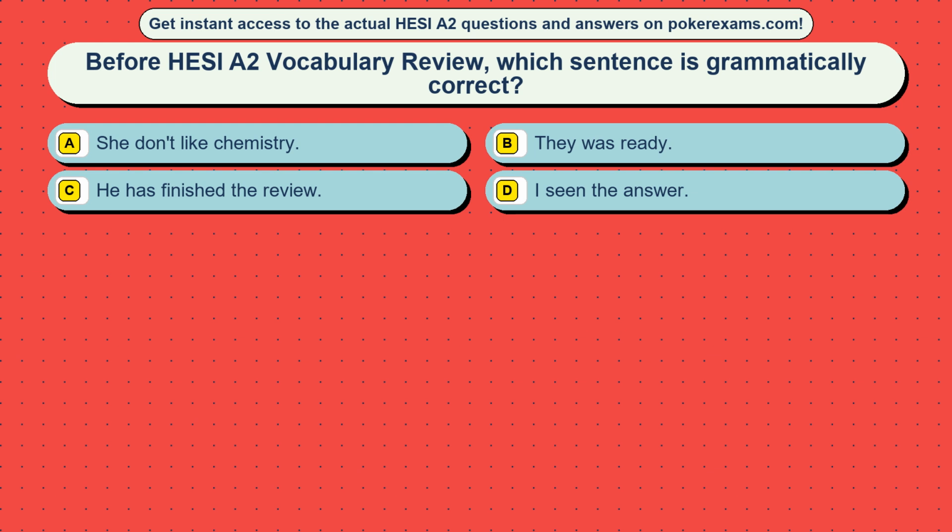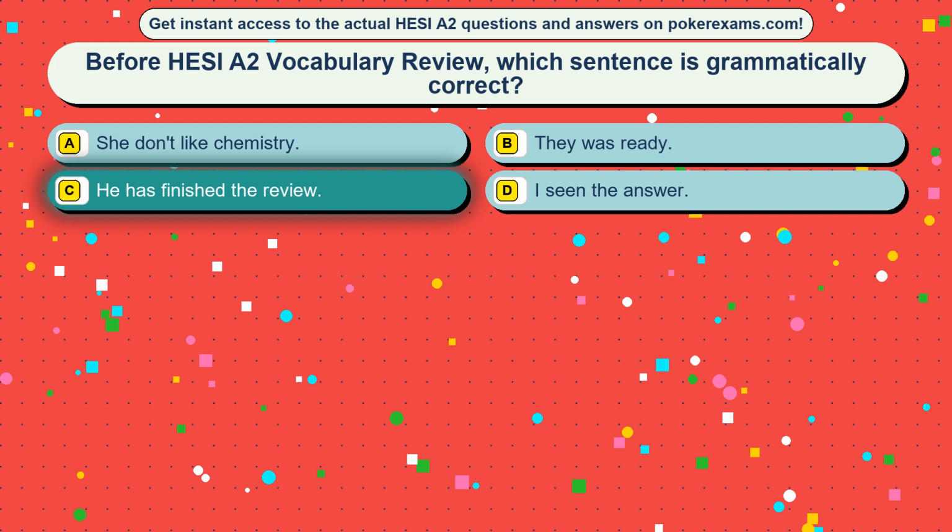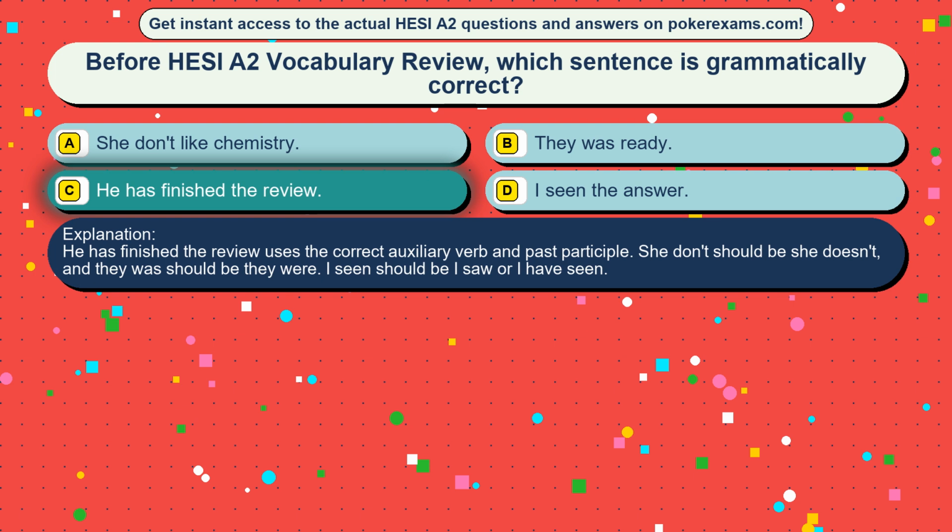Option D, I seen. The correct answer is option C, he has finished the review. He has finished the review uses the correct auxiliary verb and past participle. She don't should be she doesn't, and they was should be they were. I seen should be I saw or I have seen.